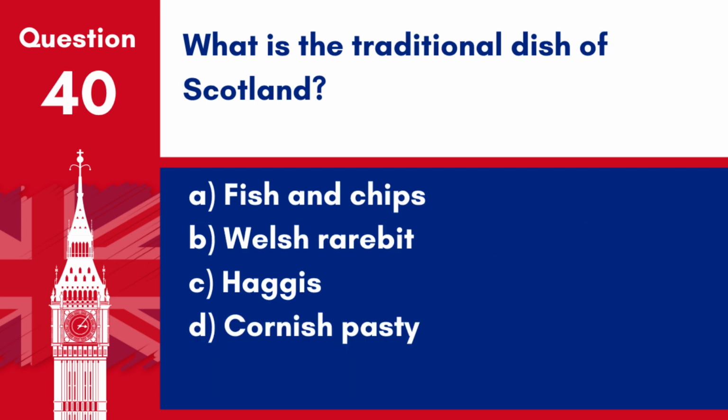Question 40. What is the traditional dish of Scotland? A. Fish and chips. B. Welsh rarebit. C. Haggis. D. Cornish pasty. Answer: C. Haggis. Haggis, a savoury pudding containing sheep's pluck, heart, liver and lungs, minced with onion, oatmeal, suet, spices and salt, mixed with stock, is considered the national dish of Scotland.